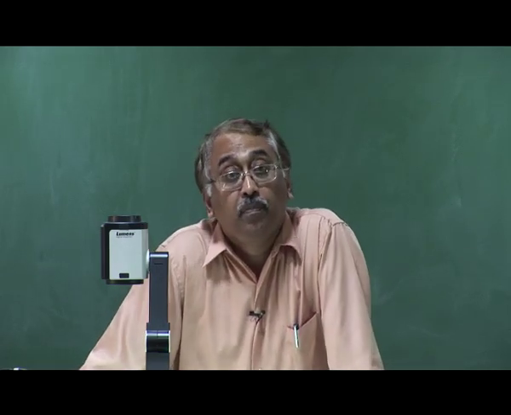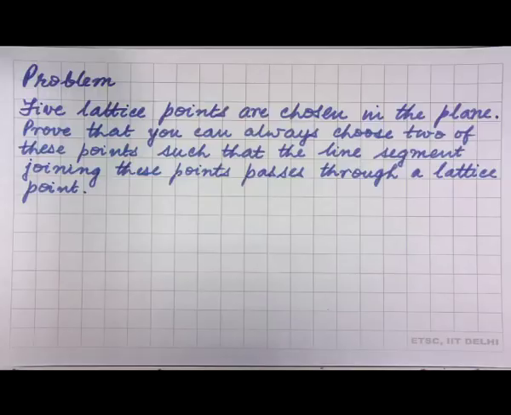My first problem, this is on your monitor, but I will read this out anyways. There are 5 lattice points in the plane. For those who are not familiar with what a lattice point is, it's simply a point both of whose coordinates are integers.